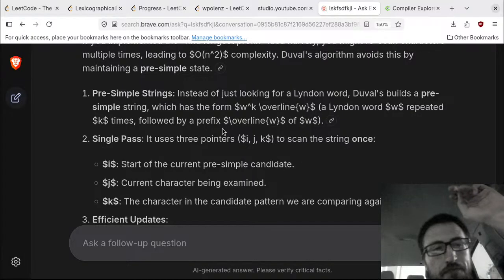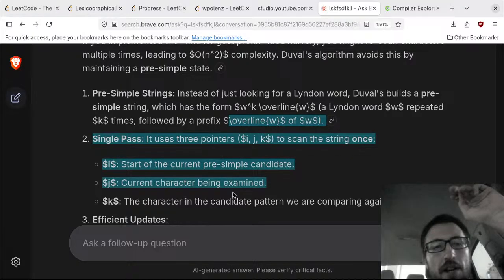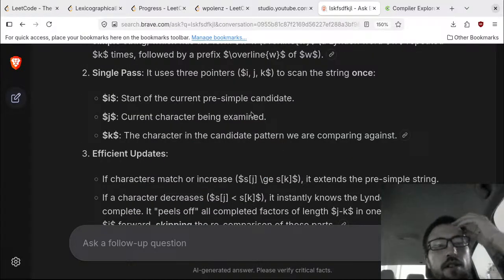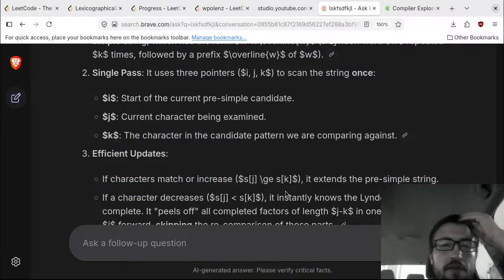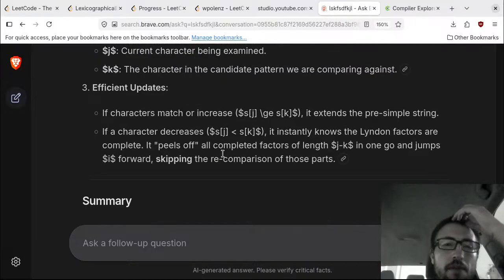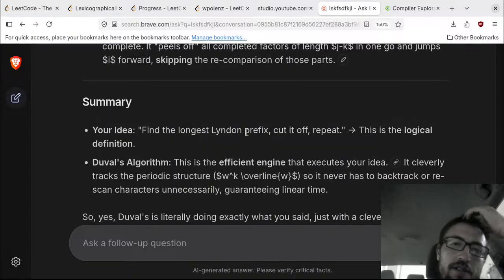Okay. Single pass. It uses 3 pointers, i, j, k, to scan the string once. i is the start of the current pre-simple candidate, j the current character being examined, k the character in the candidate pattern we are comparing against. Efficient updates. If characters match or increase, S of j is greater than or equal to S of k, it extends the pre-simple string. If a character decreases, it instantly knows the Lyndon factors are complete. It peels off all completed factors of length j minus k in one go and jumps i forward, skipping the recomparison of those parts.